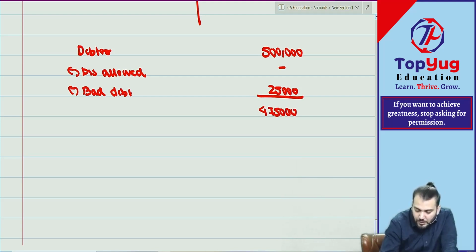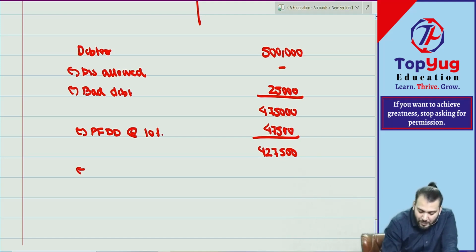4,75,000. Then from this first, what? Minus provision for doubtful debt at what rate? 10% means 47,500. It is coming how much? 27,500. Then minus what? Provision for discount on debtor at what rate? 5%, coming how much?